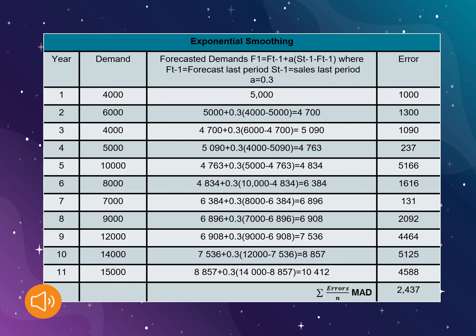Since the weighted moving average was less than the exponential smoothing, we are going to choose the weighted moving average. It just means that the best method to be used in this problem is the weighted moving average model.